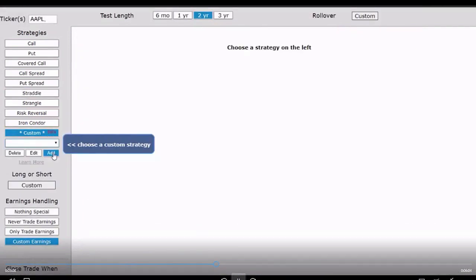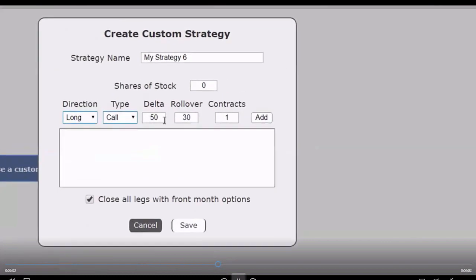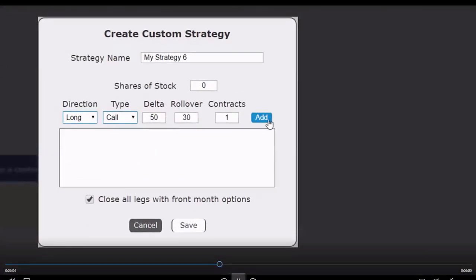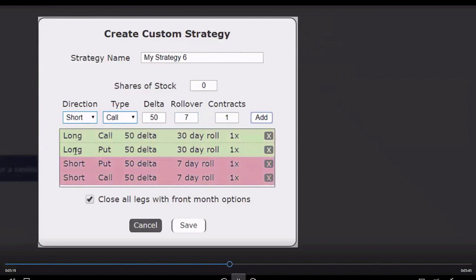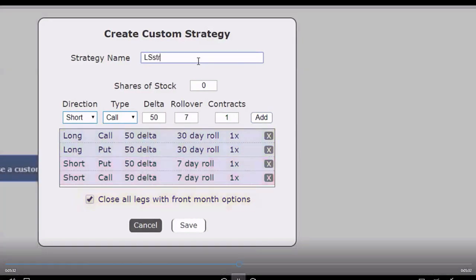So click custom and click add. We're going to want to buy an at-the-money straddle that expires in 30 days, so a call and a put. And we're going to want to sell an at-the-money straddle in the weekly options. So again, we're buying an at-the-money straddle with the 30-day options. We're selling an at-the-money straddle with the weekly options. We're going to close the entire trade together, so we're going to check this box. Let's give the strategy a name. We'll call it a long-short straddle, and then we save it.